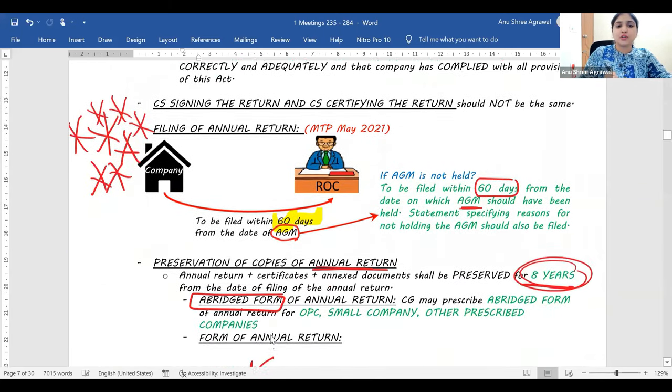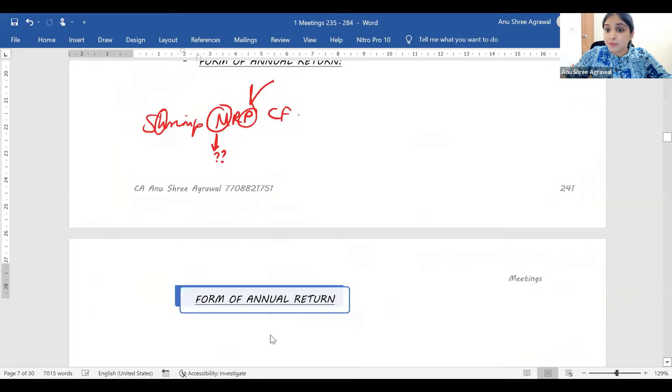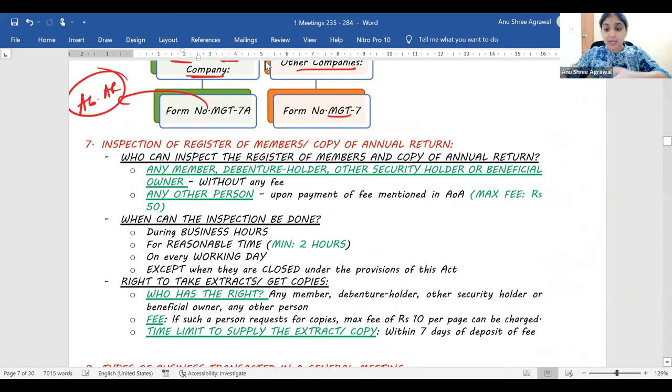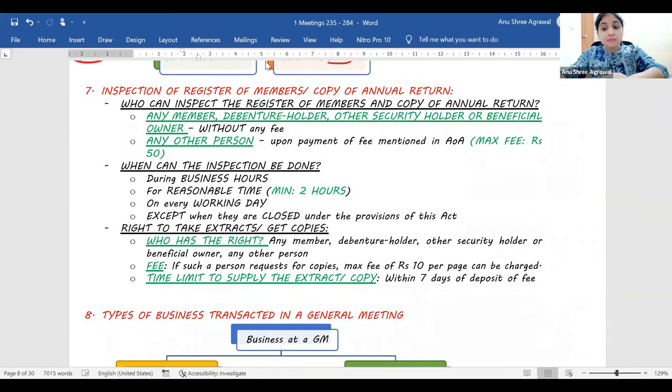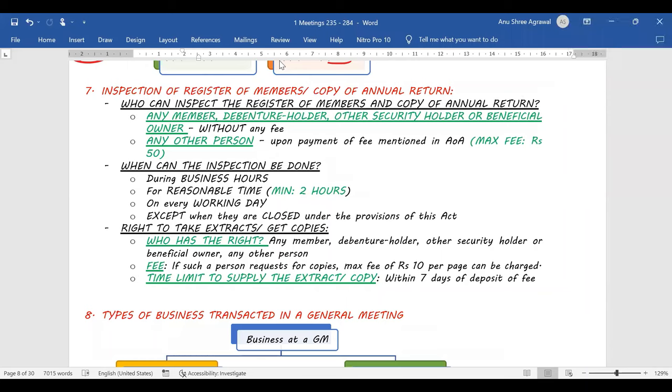All right, so I'll take you to the next discussion now. And remember the form numbers: form MGT7 generally, and only for one person company and small companies, only for these two, form MGT7A. What do you call form MGT7A? What do you call it? Abridged annual return.